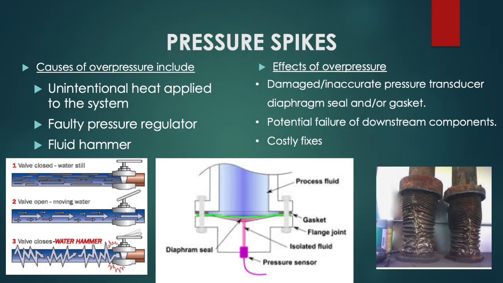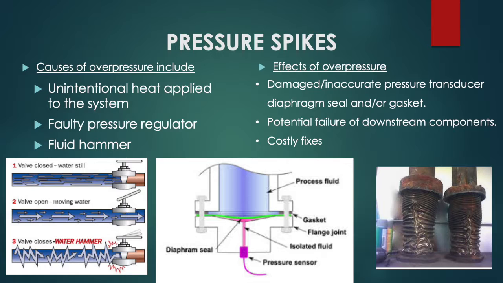So I'm Sam, and we're going to talk about pressure spikes. Some causes of overpressure include unintentional heat applied to the system. Say, for instance, the system itself is being overused, or there's something surrounding it that's causing the temperatures to rise. That could cause a failure. There's also the faulty pressure regulator case, where an upstream regulator could fail, and that causes the sensor or transducer downstream to fail because it's experiencing above the pressure that it's rated for.